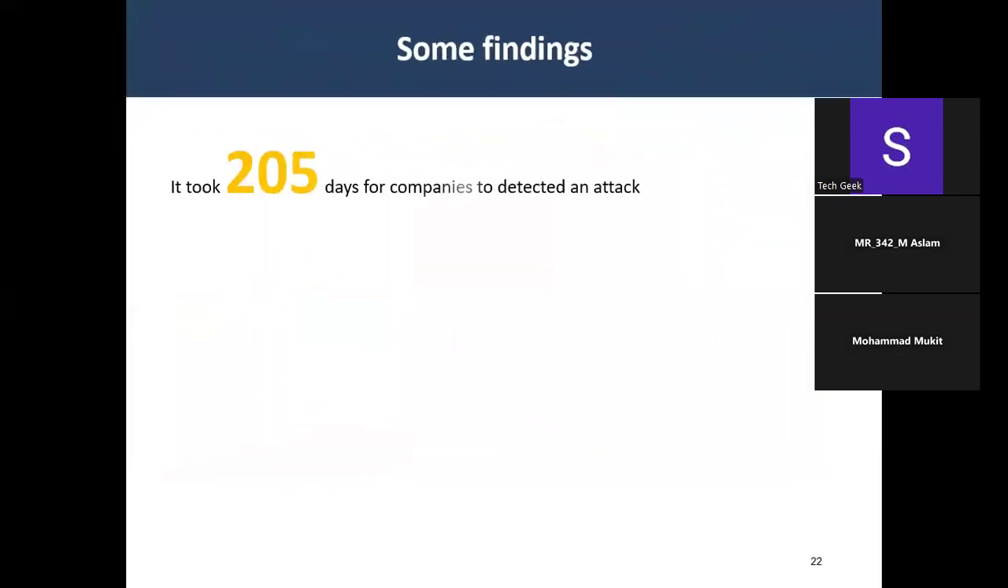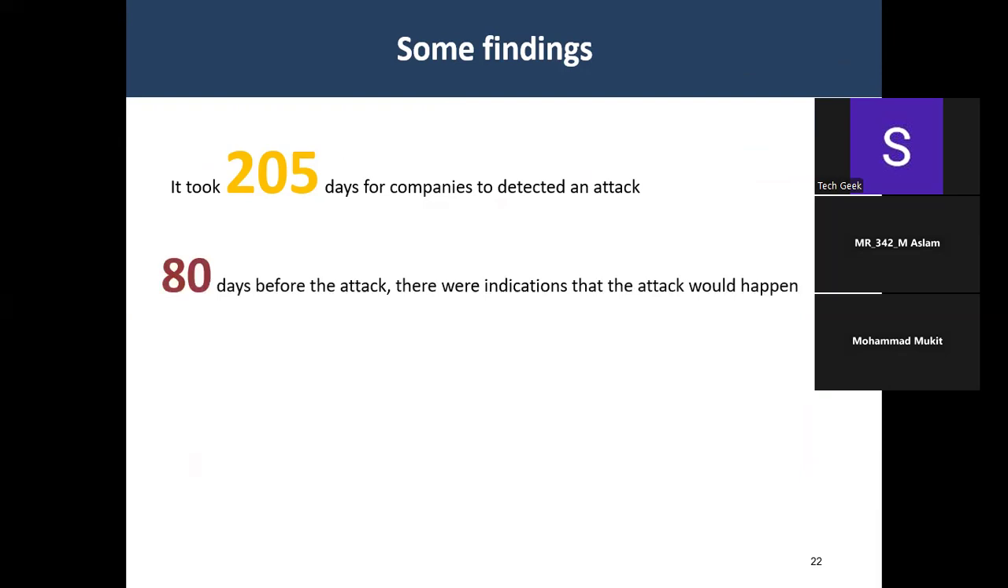There's some finding that whenever an attack happens, it takes companies almost 200 days to detect it. This is one loophole. The second thing is that at the beginning, the attackers are indicating that an attack is going to happen, like 3 months before, 80 days before, 90 days before, but nobody is there to focus on that. They don't get any kind of notifications.